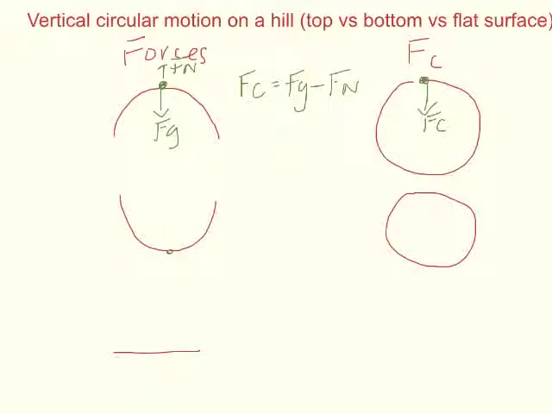Okay, now here at the bottom of the hill, the force diagram looks the same. Fg points down, Fn points up. Your centripetal force diagram, however, now points towards the center, which is actually in the up direction, which then changes what Fc is equal to. In this case, normal force has to be bigger than Fg, so Fc is equal to Fn minus Fg.